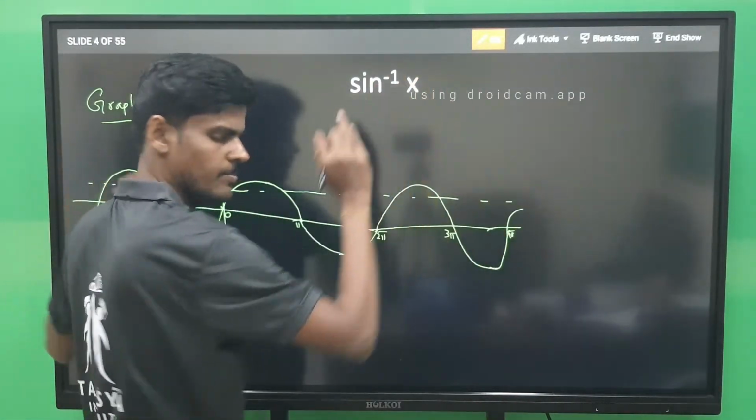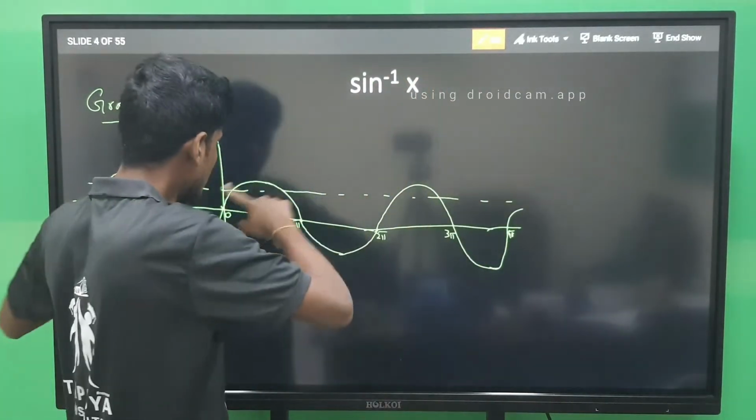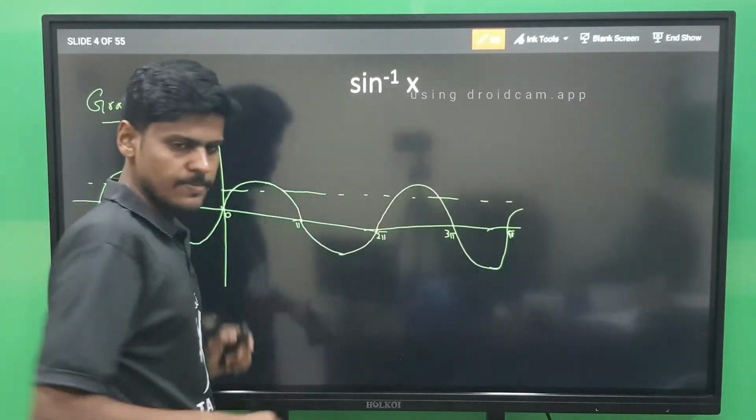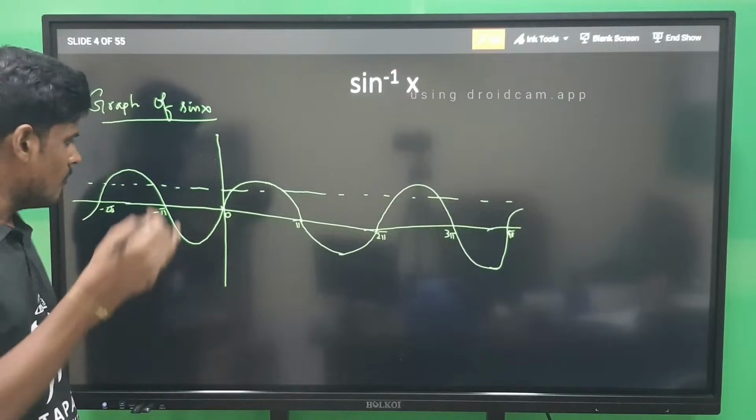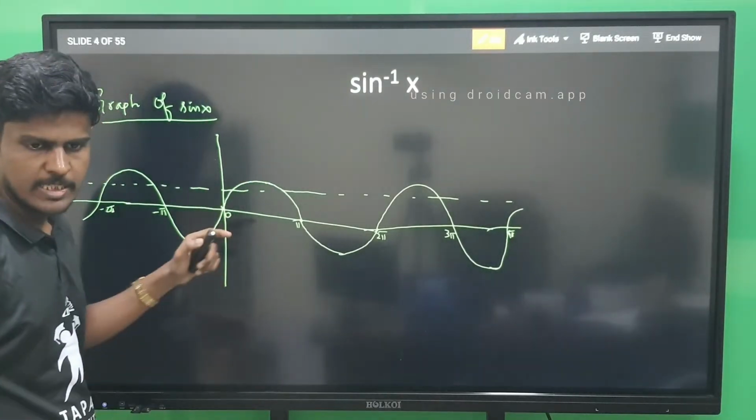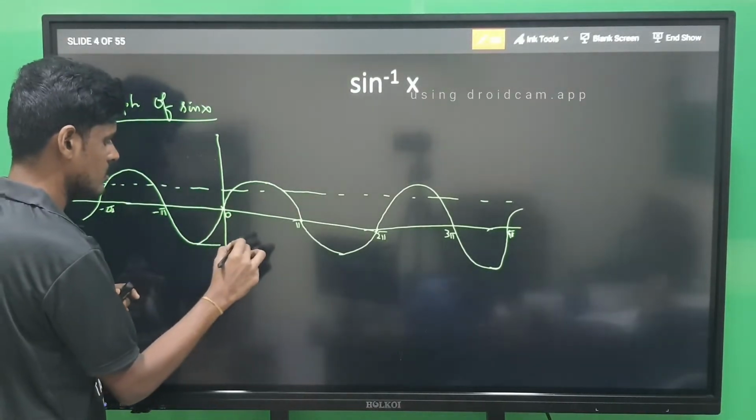Now this is a many-to-one function. And what is the codomain of this? For the codomain, all real numbers are possible. What is the range of this function? The range is minus 1 to 1.